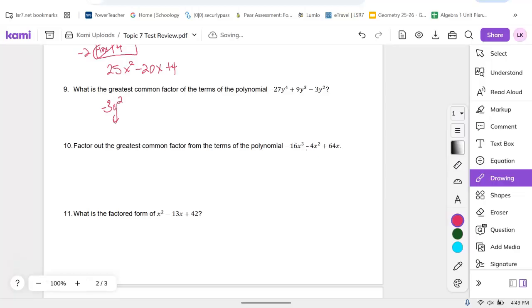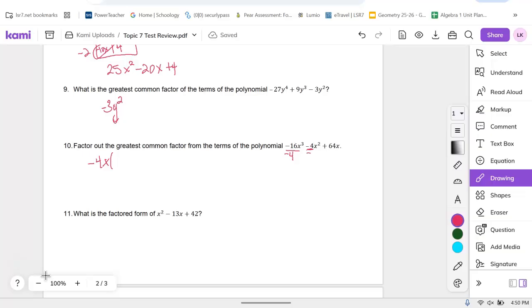Number 10 says factor out the greatest common factor from the terms of the polynomial. So I actually have to factor it out. So I'm going to say, okay, I have 4 is my lowest term. So can I take negative 16 divided by negative 4? Yes. Can I take 64 divided by negative 4? Yes. Remember, I'm taking a negative 4 because my leading coefficient is negative. So I can take a negative 4 out, and then every single term has at least an x. So I can take an x out.